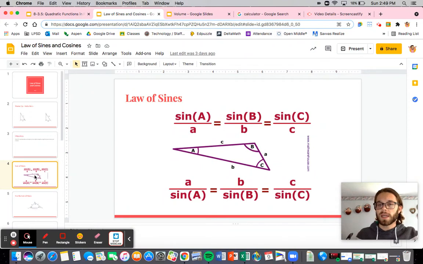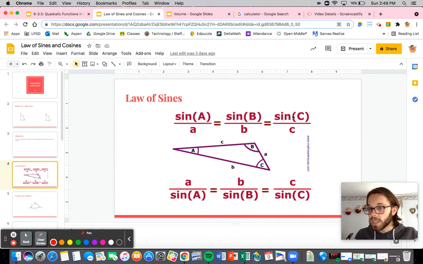The law of sines essentially is a ratio. The sine of the angle A over the side length A. By the way, if here's A, the angle opposite is going to be the smaller case version of that, is equal to the sine of angle B over B, which is equal to the sine of angle C over C.